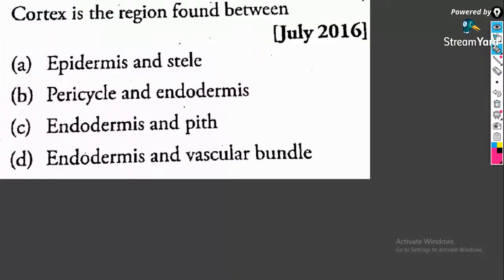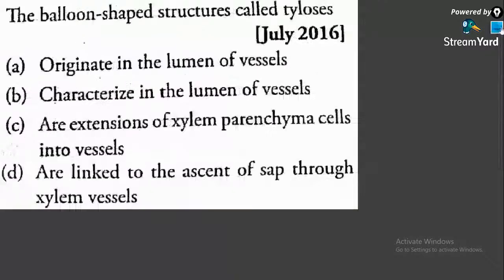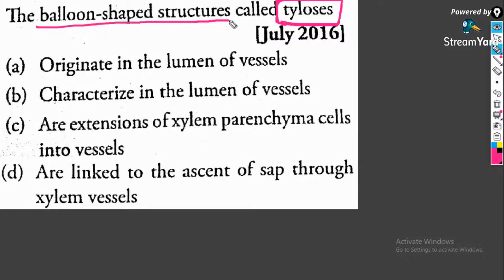Next question on the screen. Yes, I already told you about the tylosis. The balloon shaped structure is called a tylosis. I already told this when we discussed the heartwood. Tyloses are the balloon shaped structures. And what is the correct option matching here? Originate in the lumen of vessels; are extensions of xylem parenchyma cells into the vessels; are linked to the ascent of sap through xylem vessels.